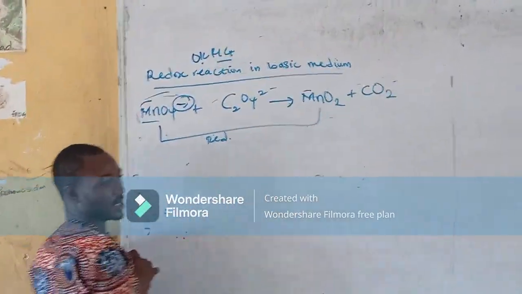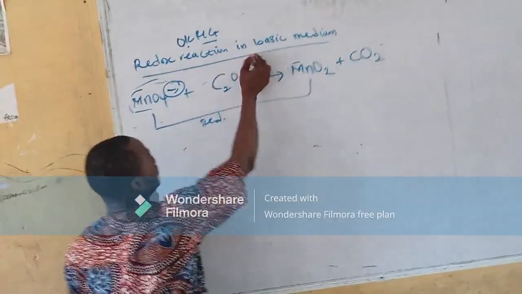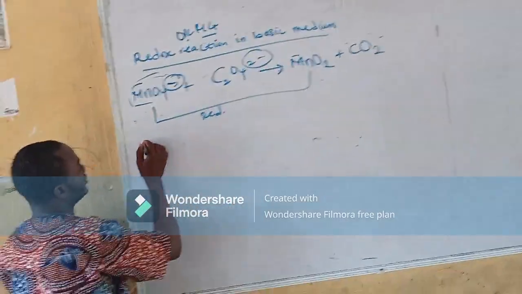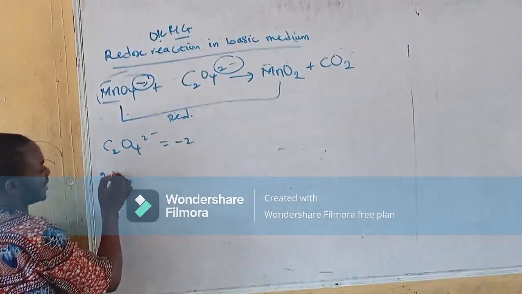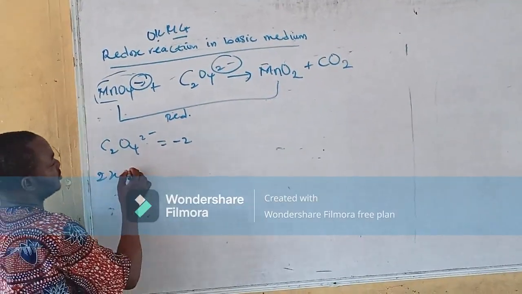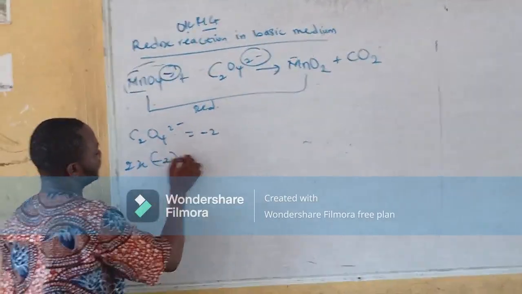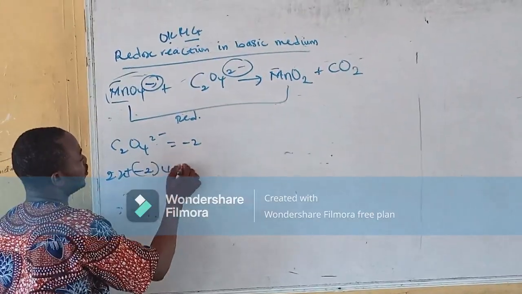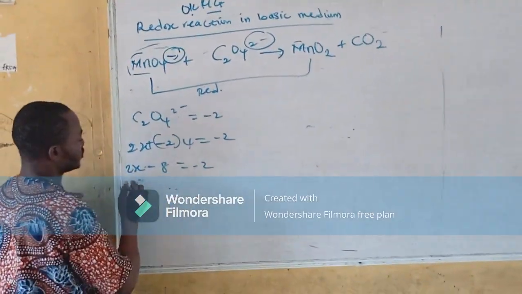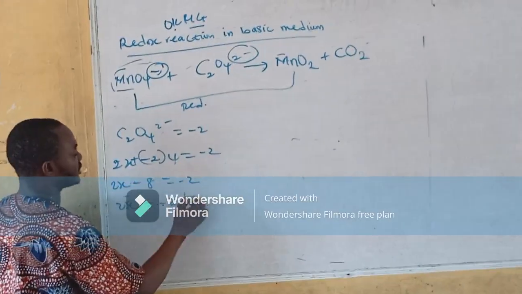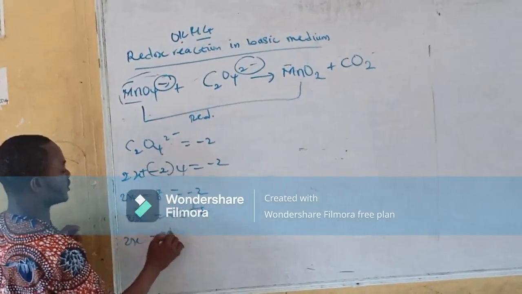Let's now check for carbon here. I'm going to have it as C2O4 2 minus equals minus 2. So 2x minus 2 times 4 equals minus 2. So we have 2x minus 8 equals minus 2. So 2x equals minus 2 plus 8. 2x equals plus 6.